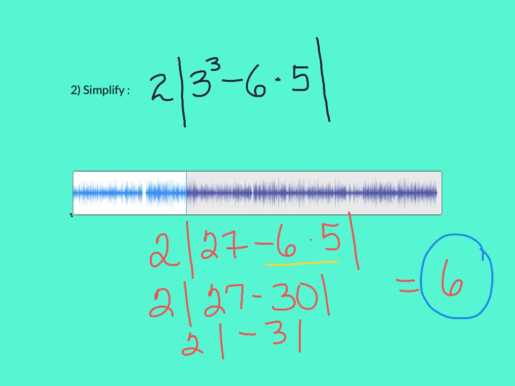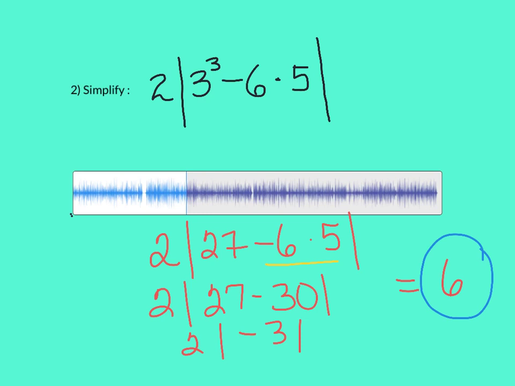The next one is an absolute value and order of operations problem, so you need to be careful and watch your steps. First, we're going to look at what's inside the absolute value brackets. Using PEMDAS, our exponent is done first. 3 to the third is 27. And then we drop that down, minus 6 times 5. I suggest you take each step at a time and write them down till you get to your final answer.